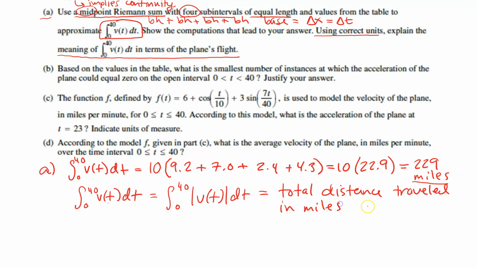So this means the plane traveled 229 miles in the first 40 minutes. So it's the total distance traveled in miles during the first 40 minutes of flight.